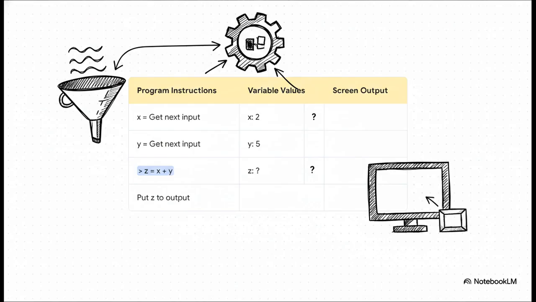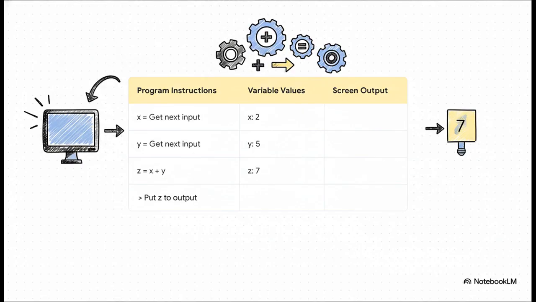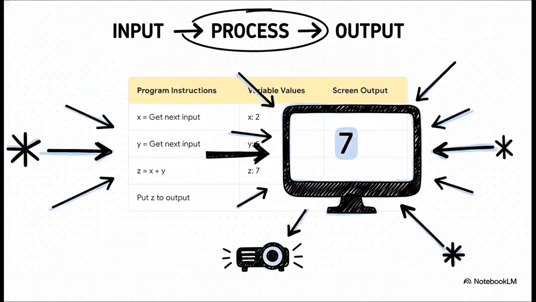And now for the magic in the middle, the process step. The program follows the next instruction, which is to add the value in box X to the value in box Y. So it does the math. 2 plus 5, that equals 7. The computer takes that result, 7, and stores it in our last variable box, Z. It's now holding the answer and it's ready for the final instruction. And here it is, the final output. The program follows its last instruction, put the value from Z onto the screen. And boom, there it is, 7. We've just completed the full cycle, input, process, and output, all one simple step at a time.